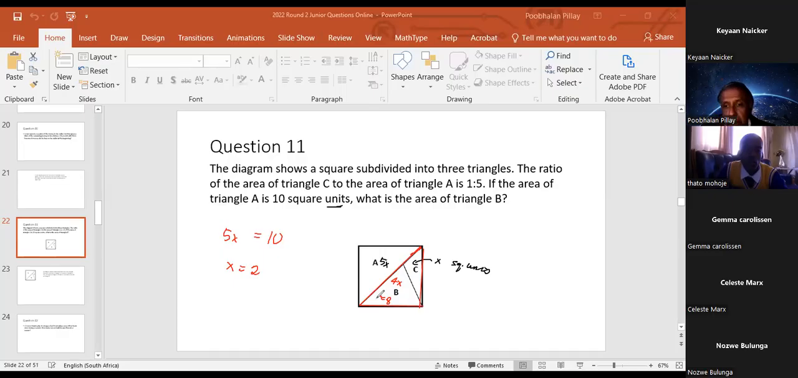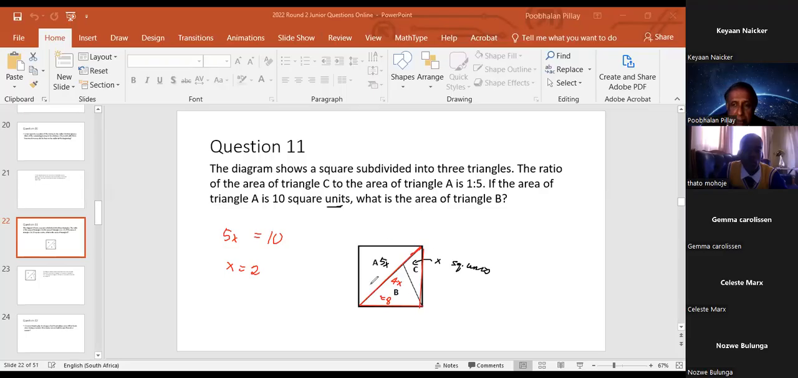So the important thing here is the ratio. We don't know what this area is, so give it a name, and then you can eventually try to get an equation. The equation is very easy here. Once this is X, that is 5X, and 5X is equal to 10, because you are told that the area of A is 10.